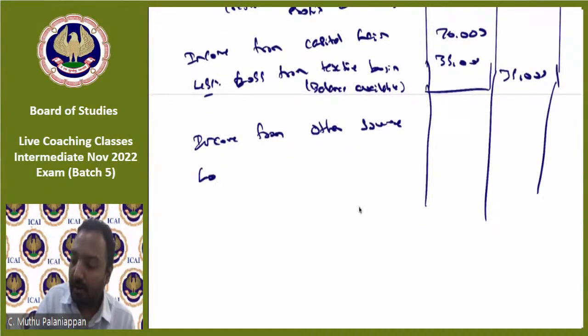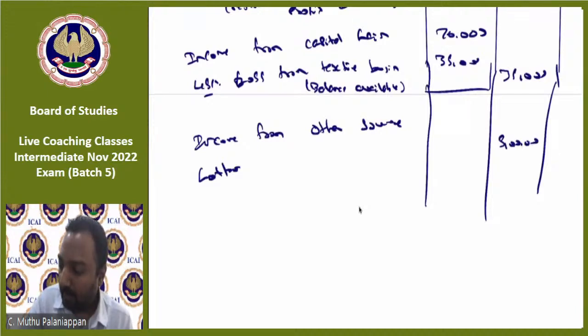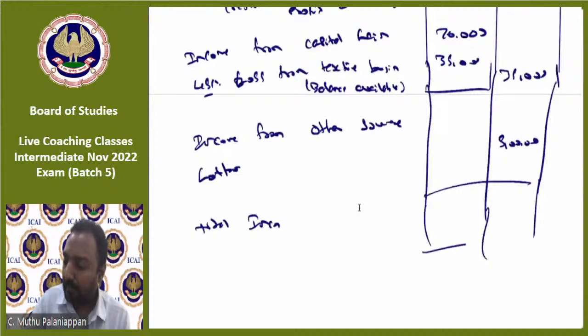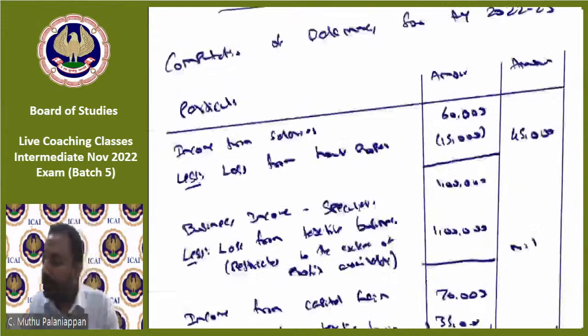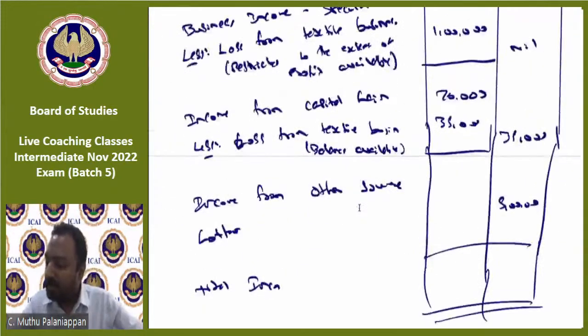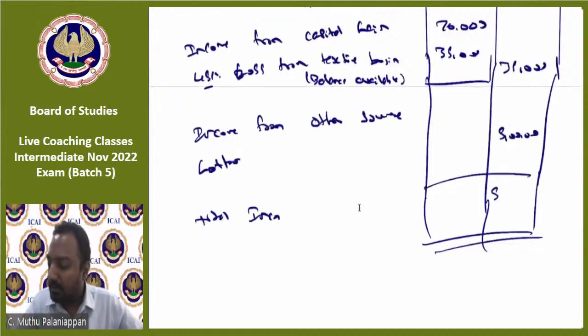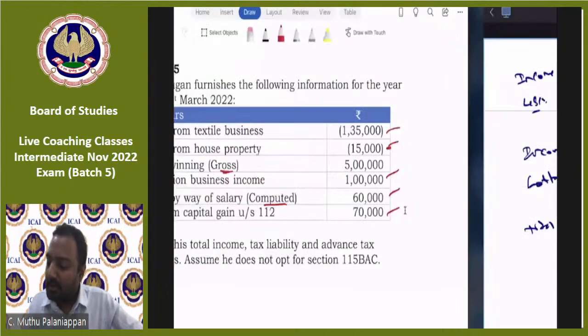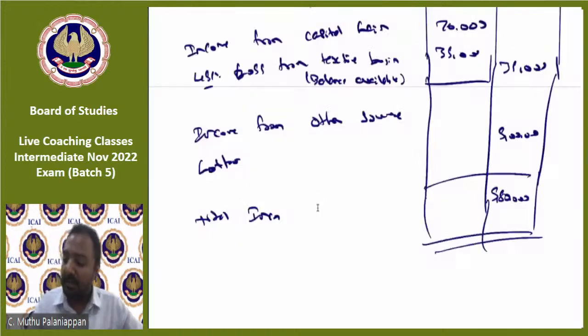So lottery is 5 lakhs. So the total income is 45,000 plus 35,000, that is 80,000, and then this 5 lakhs, so 5,80,000. So that's what it is. The question wants you to calculate total income and also the tax liability and advance tax obligation.